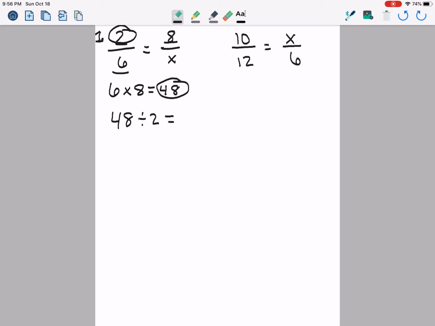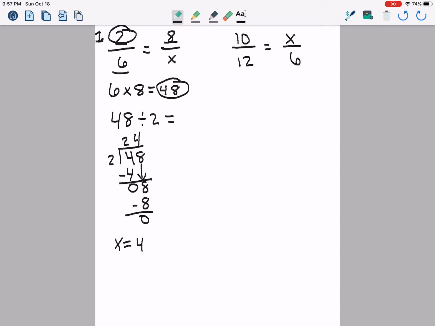And if you don't know that off the top of your head, it's okay. You can do it on the side. So if we do 48 divided by 2, 48 goes here, and 2 goes here. 2 goes into 4 how many times? 2 times. Put 2 right above the 4. 2 times 2 is 4. Subtract, I get 0. Then I bring down my 8. And 2 goes into 8 how many times? 4. 4 times 2 is 8. Subtract, I get 0. My answer still is 24.